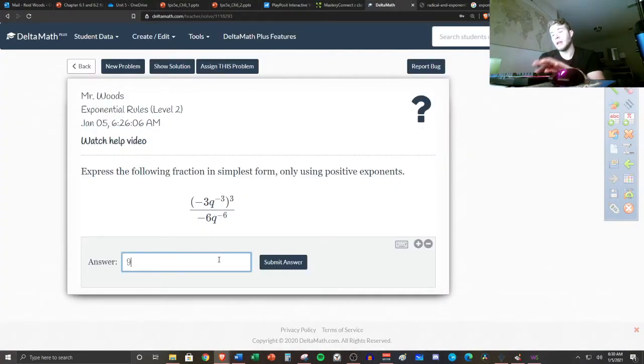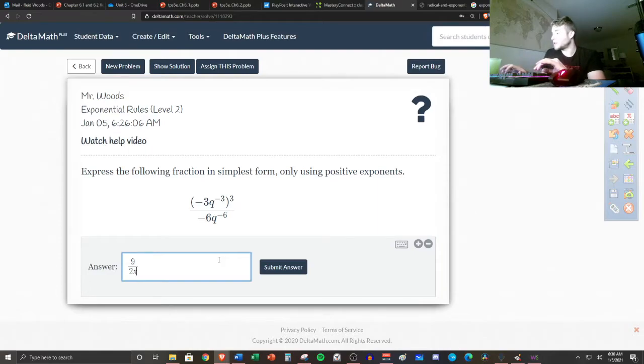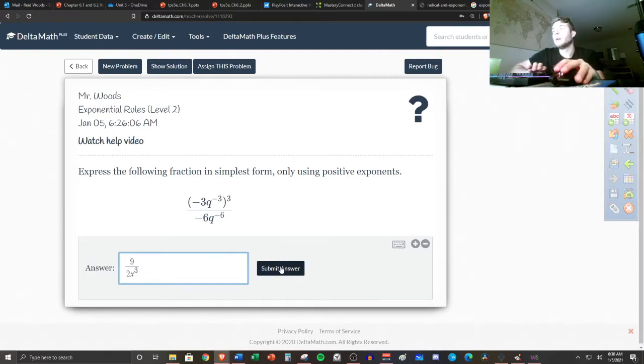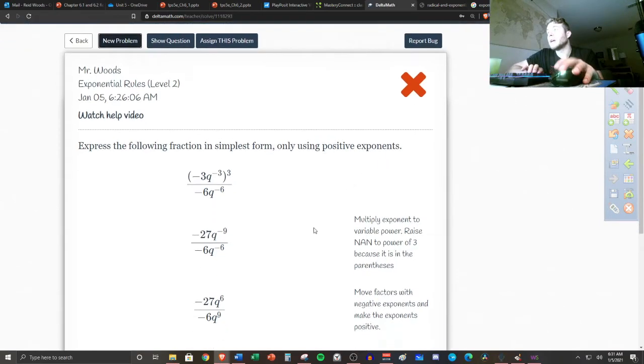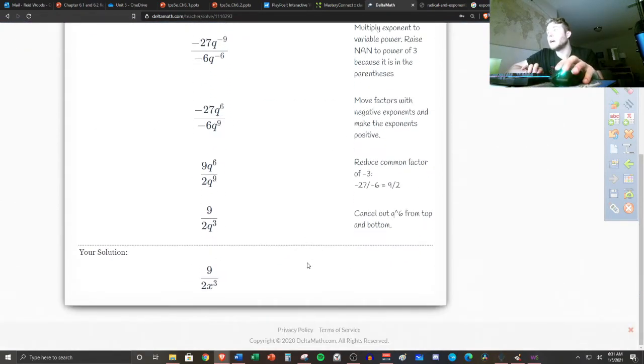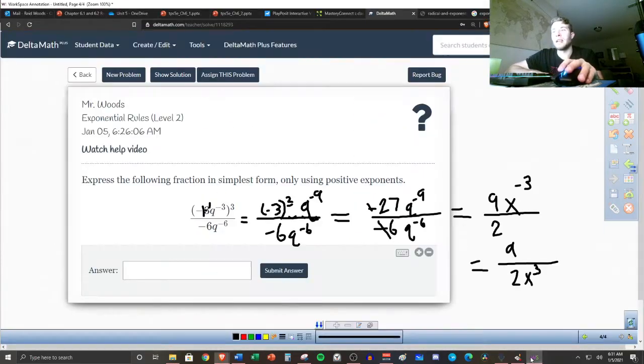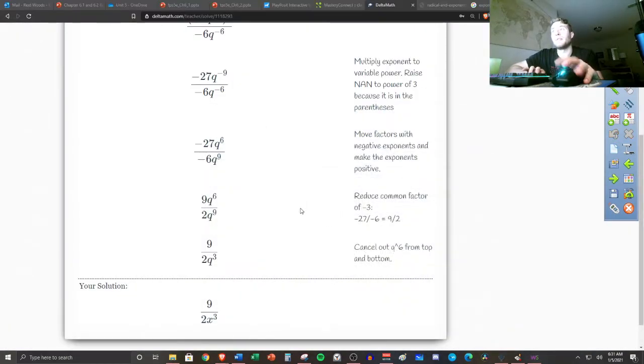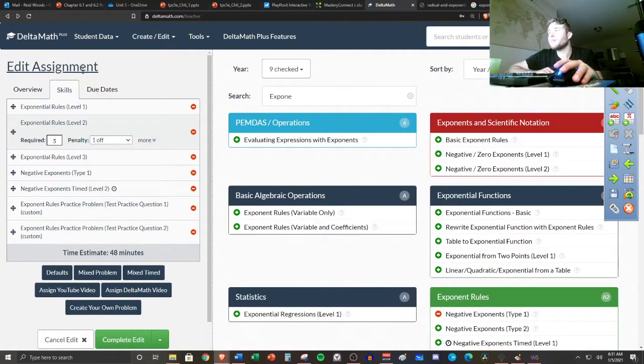So it's 9 divided by 2x to the third. Submit. I got it wrong. What did I do? Oh, it's q. So I got it right technically, but make sure you're using the right variable. It's not x. It's q. I switched from q's to x's here. Whoops. So just be careful with Delta Math. If it were on a test, you would probably know, because it would say q, it wouldn't say x. But if it's free response, you gotta be careful. All right, so we got that.